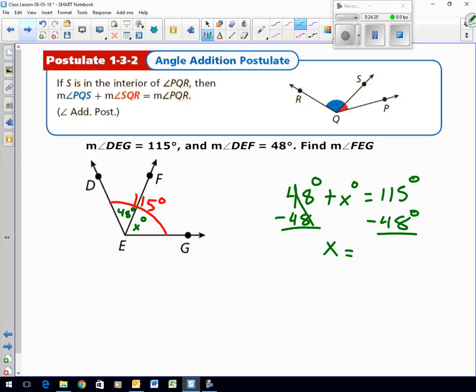Let's subtract it. 67. Okay. 67 plus 48 is 115. I put 57 earlier. We did it on calculator. Checked it right. It is 67. Really good math. Sorry, guys. All right. Any questions on that?